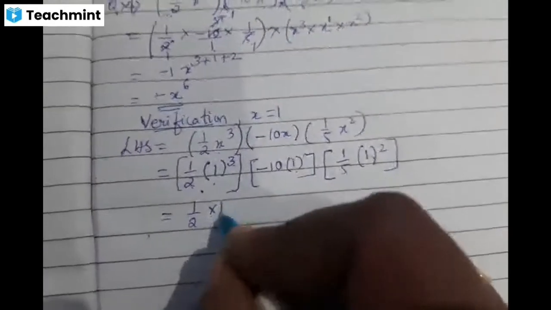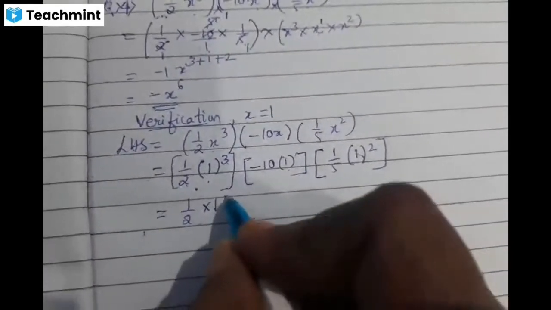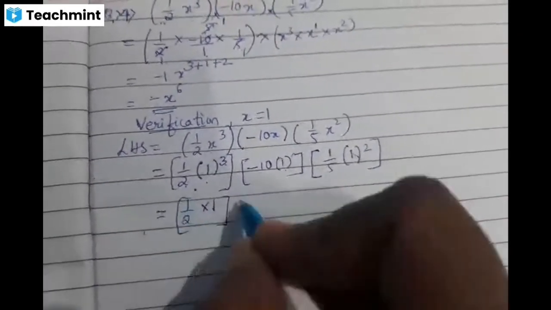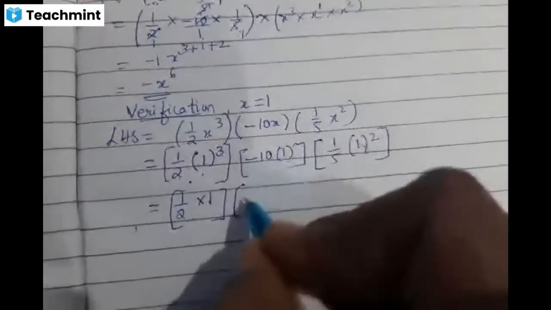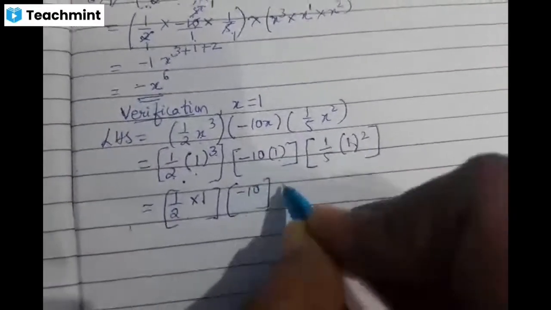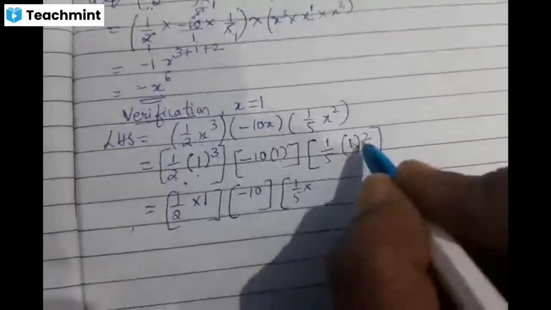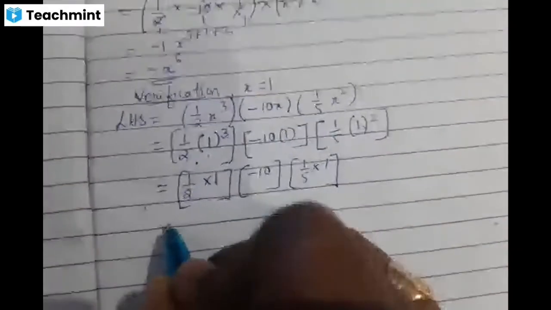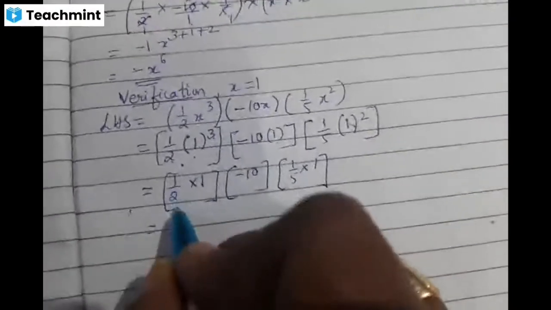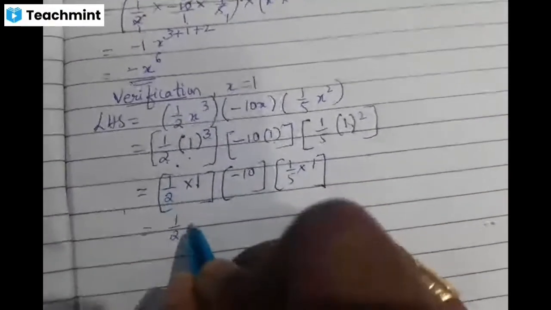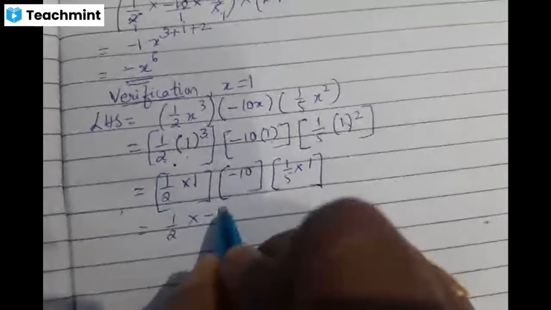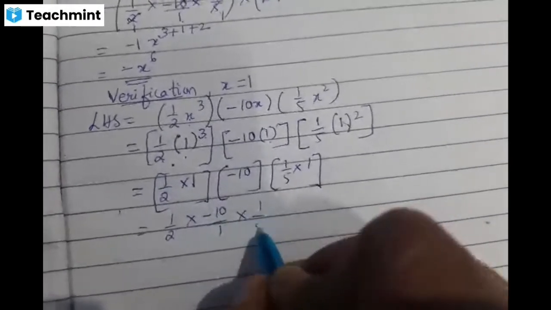Into 1, and in the next bracket we have minus 10 into 1 is minus 10 into 1 by 5 into 1 square is 1 again. Now in the last step, 1 by 2 into 1 is 1 by 2 into minus 10 into 1 by 5.